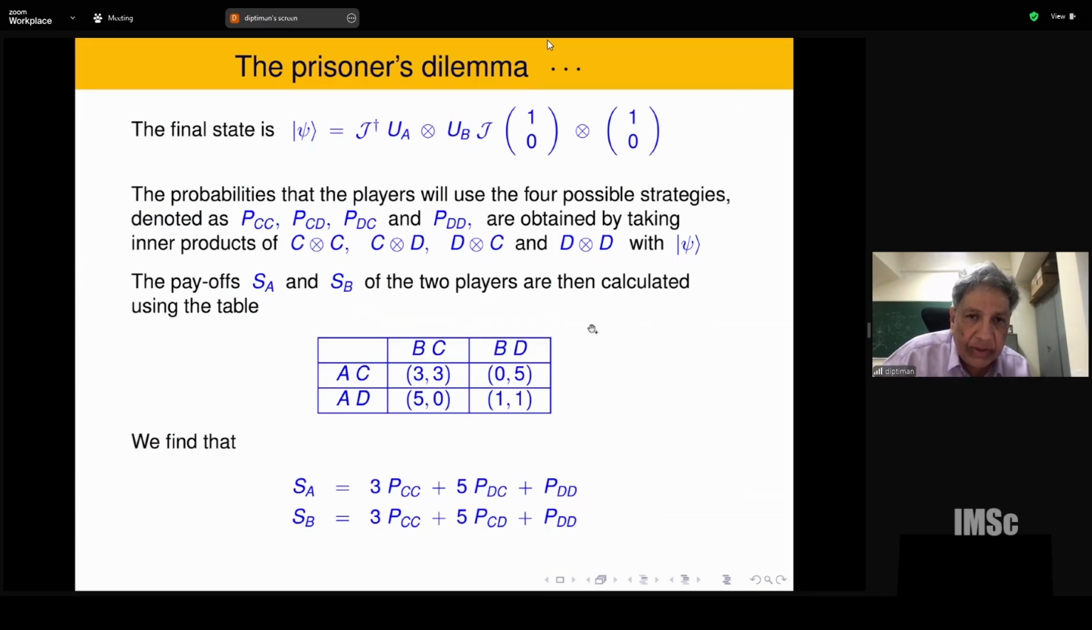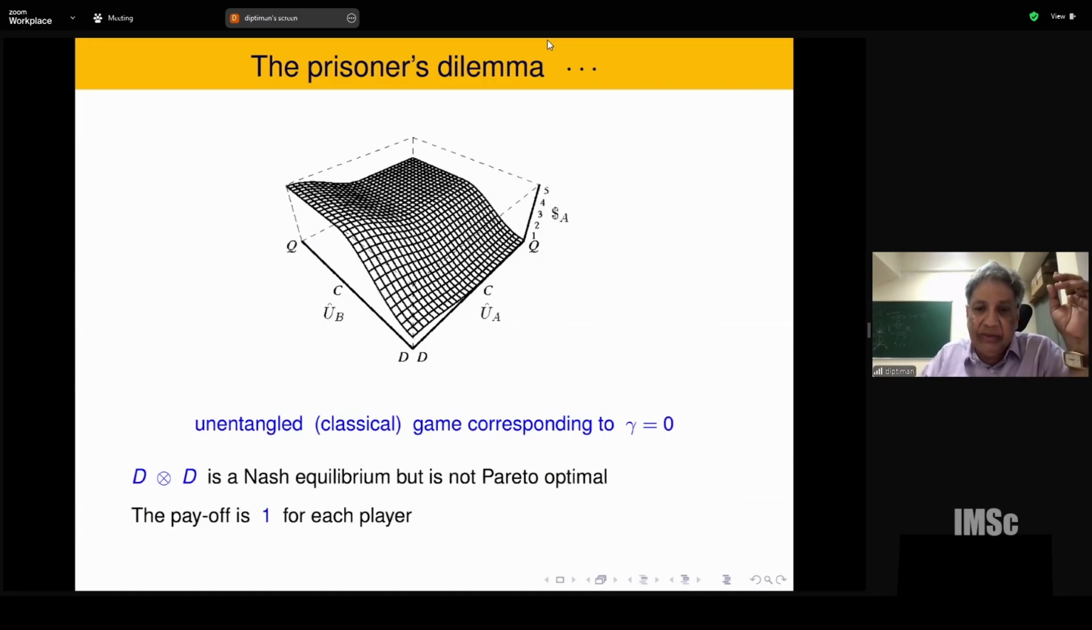So these 2 players, they can follow any one of these strategies, C or D, right? And depending on whether they both follow C or both follow D and so on, this is their expected payoff, right? So it's 3 times PCC, plus 5 times PDC plus 5 DD. This is the payoff in the long run, right? If they use these 2 strategies at random. You want to see if you can maximize this.